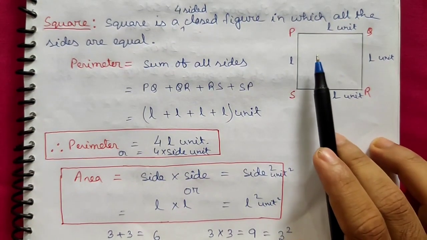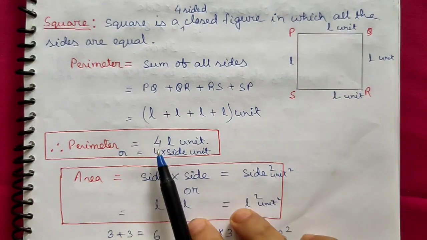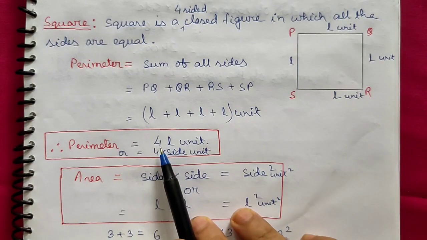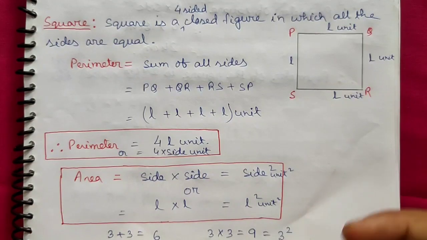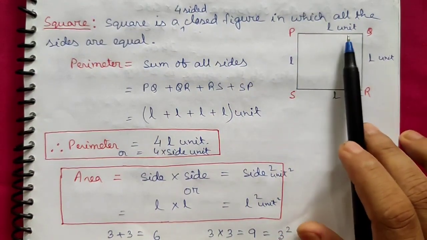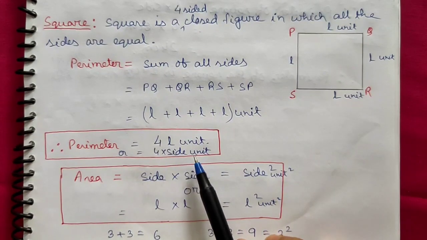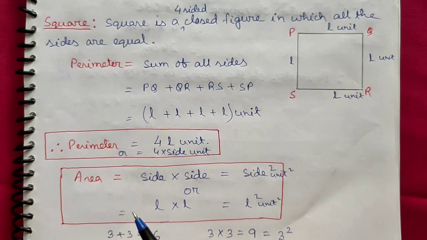Now look, here I have taken the side as L, so it is 4L. But if we don't name the side and keep the side as a side, that means we just say PQ as a side, not PQ as L unit. So it will be 4 into side unit. This is up to you, whatever you want to take. Now we will come to the area.